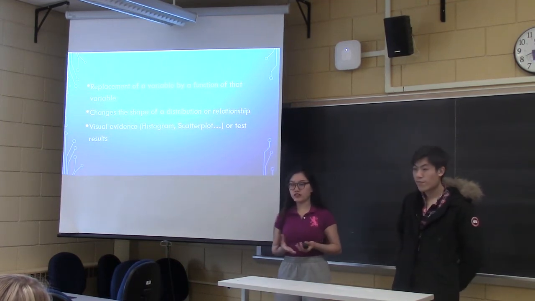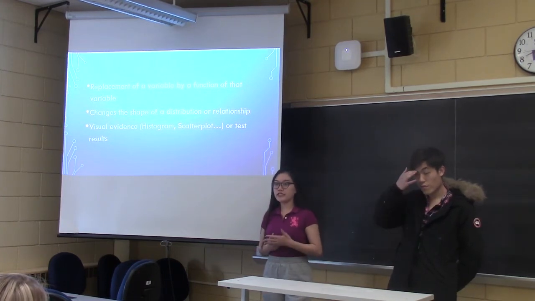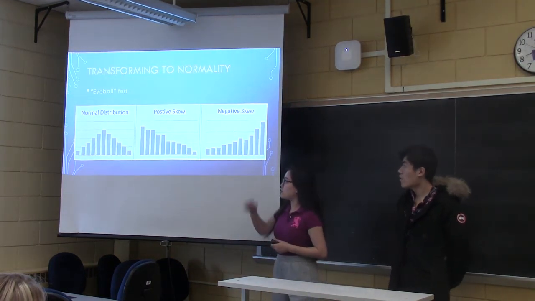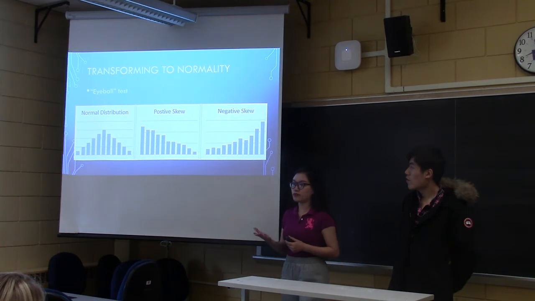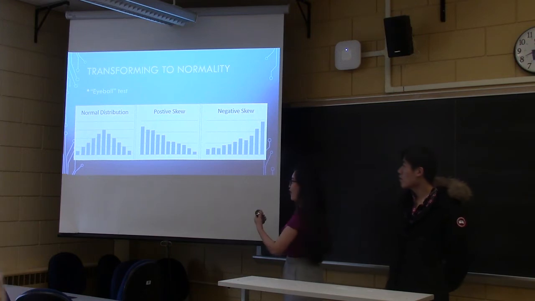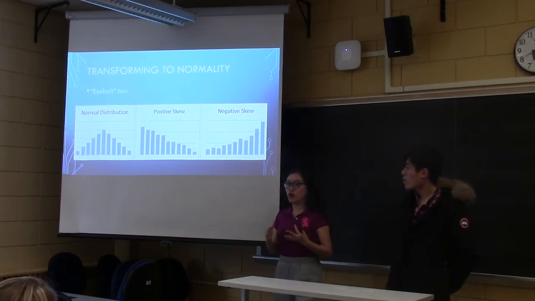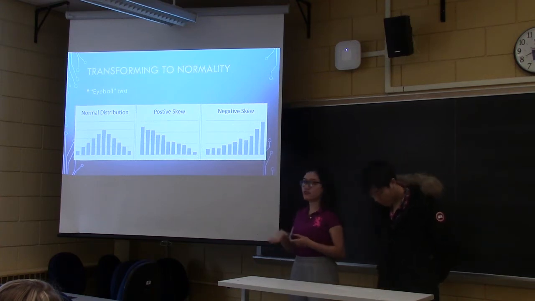To see if you really need to transform your data, you can use visual cues like histograms or scatter plots, or you can run tests on it. Here we have a visual cue of whether our data is normally distributed or not. The bell-shaped curve on your left is a normally distributed curve, and you want your data to be that way. If you have a positively or negatively skewed graph, you want to make it bell-shaped, and we'll show you how later.